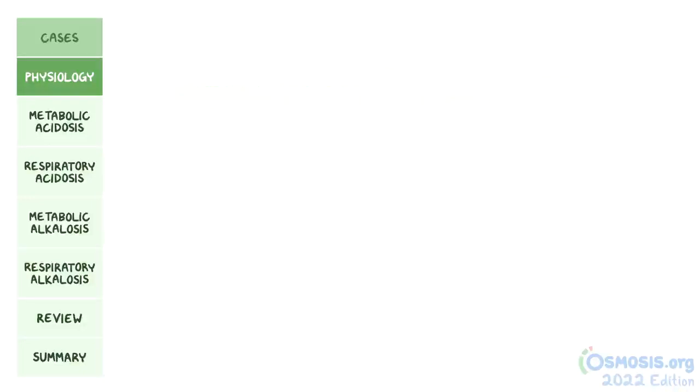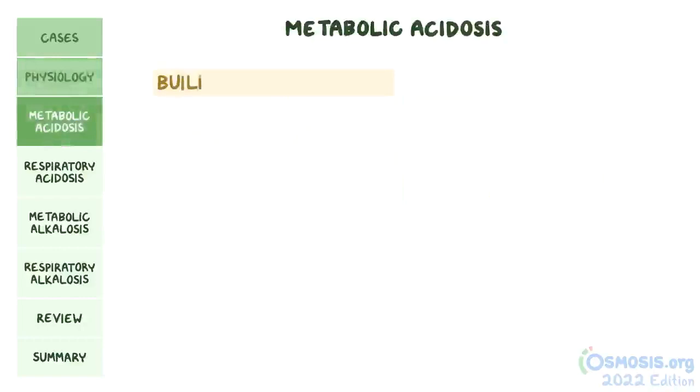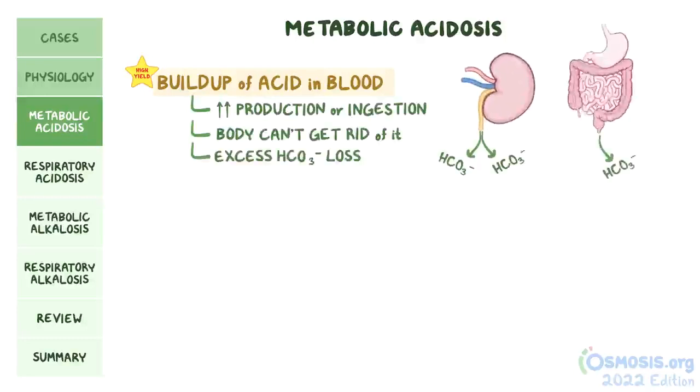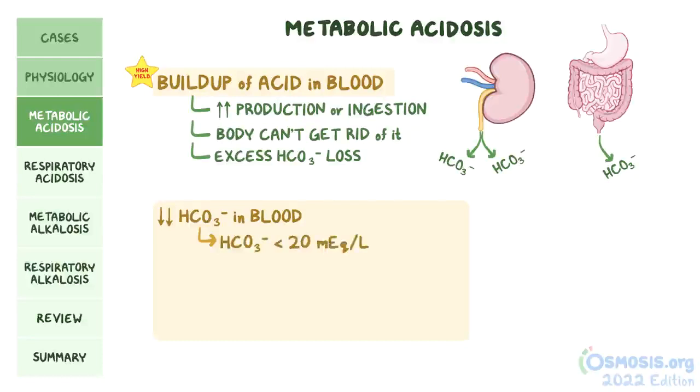Okay, so metabolic acidosis can happen either from the buildup of acid in our blood, which could be due to increased production, or ingestion. It can also happen because the body can't get rid of it, or from excessive bicarbonate loss from the kidneys or gastrointestinal tract. The main problem with all of this is that they lead to a decrease in the concentration of bicarbonate in the blood, so bicarbonate ion levels will be low, usually less than 20 milliequivalents per liter. Remember this, as it's very high yield.